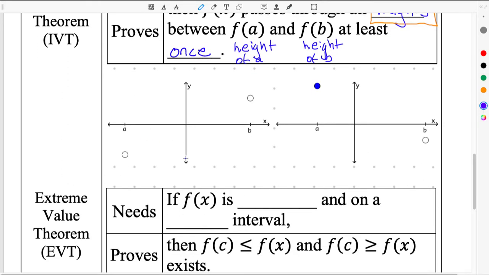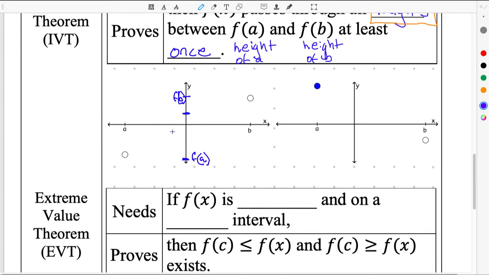See, this is f of a. This is the height at a. This is the height at b, f of b. As long as you have to hold down your pencil, you're going to pass at least once through those heights. That means this height right here is between f of a and f of b, so this height will be hit at least once. It might be hit thousands of times, but at least once, that's what the theorem states.